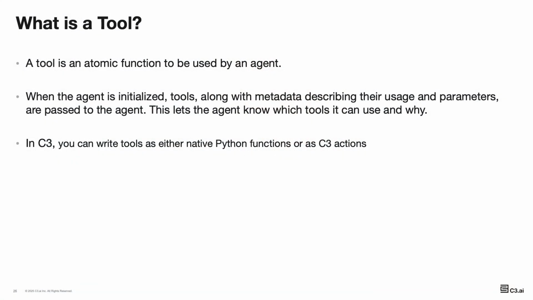It's not magic. It's really building simple layers on top of your existing systems. First, let's talk about tools. So what is a tool? A tool is an atomic function used by an agent. You can think of it as a function call in Python or JavaScript. When the agent is initialized, it's given a list of tools, and it's given some metadata describing how to use these tools, and we'll see an example of that. In C3, you can now write tools, and you can write them as either native Python or as C3 actions.